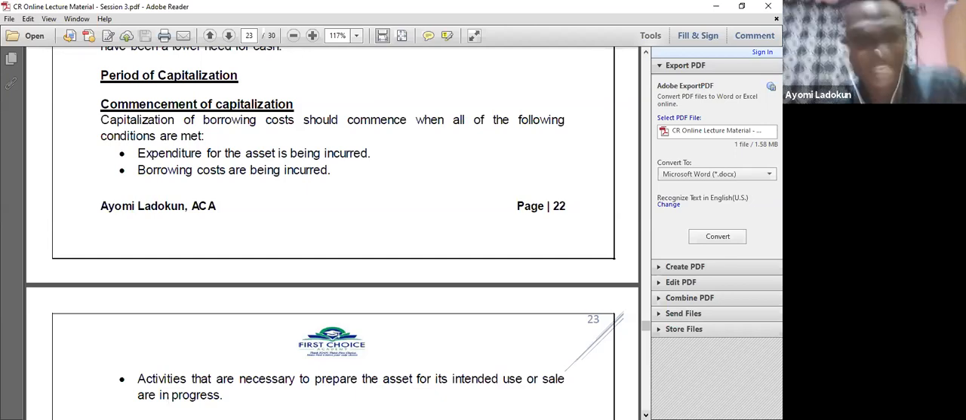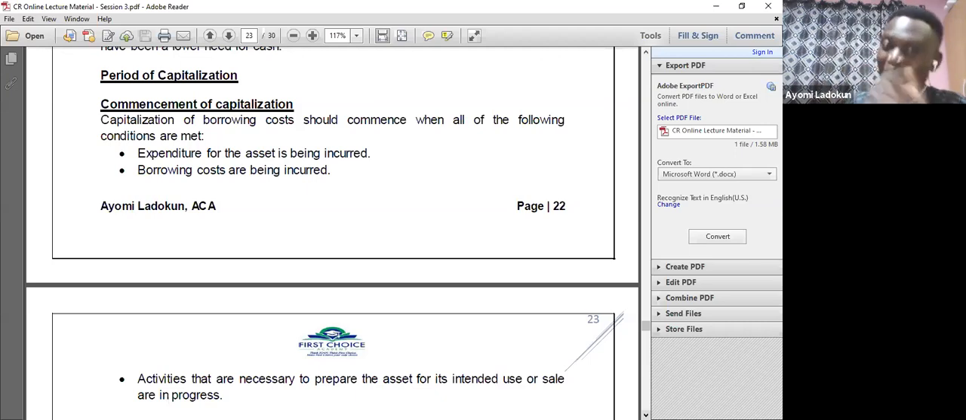Listen to me and be with me, okay? Expenditure for the asset is being incurred. So I borrowed money in January at 10% interest rate per annum, but expenditure started, that means construction begins, in February. So what it means is the finance charges for January will be expensed. So when will I commence capitalization of borrowing costs? I will have to commence in February because that's when expenditure has started.